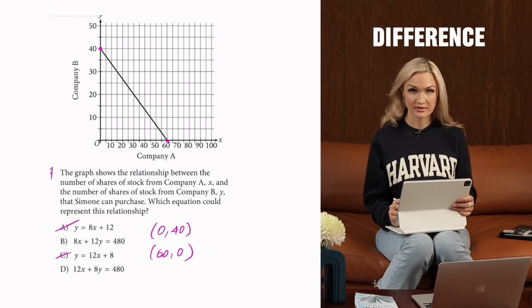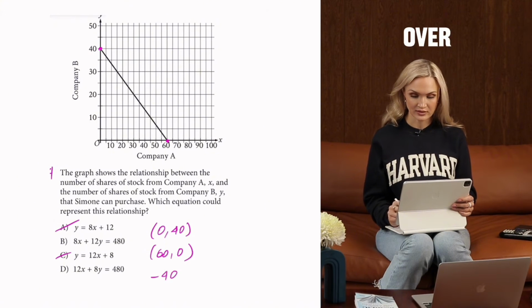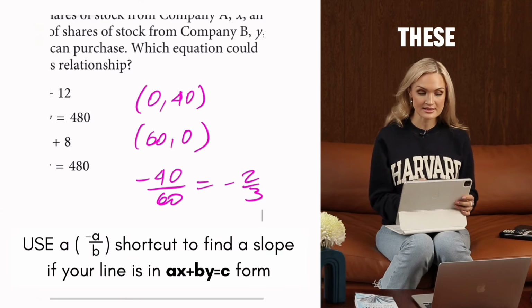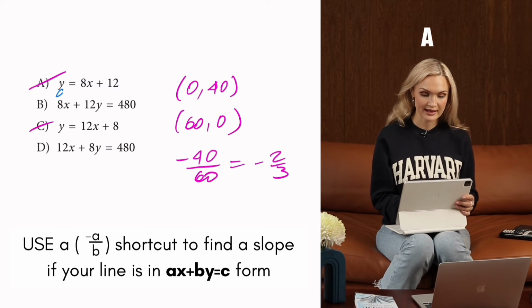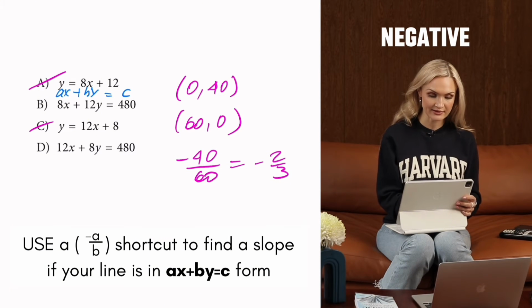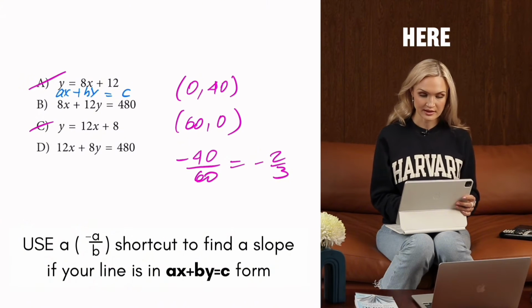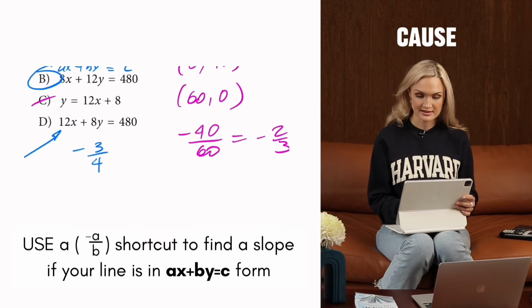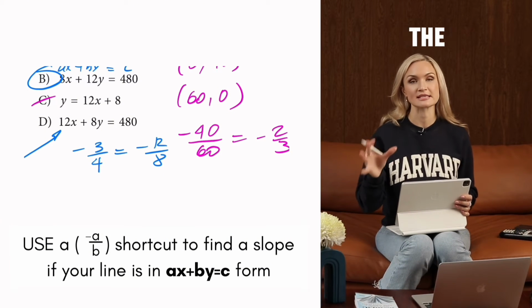So the slope is the difference of y over the difference in x, negative 40 over 60, which is the same thing as negative 2/3. And which one of these has a negative 2/3? I have a shortcut because these are written in standard form, like ax plus by is equal to c. I can use a shortcut, negative a over b, to figure out my slope. So here the slope is going to be negative 2/3. So the answer is B. For instance, here the slope is going to be negative 3/4 because it's the same thing as negative 12 over 16. Really cool shortcut. You can use it if you're given the standard form of a line.